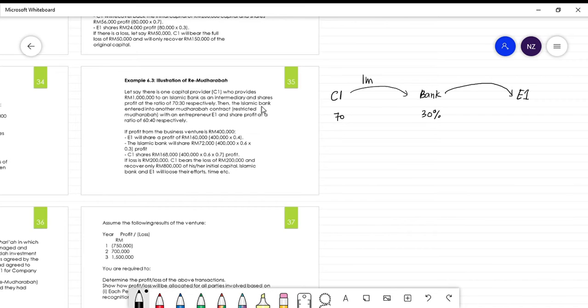Okay. 60%, 40% here. So, you guys know, this is the first mudharabah. Right? And then, this is the second mudharabah. Okay, now as usual we have to calculate the profit that each of them gets. C1 gets how much, the bank gets how much, E1 gets how much.